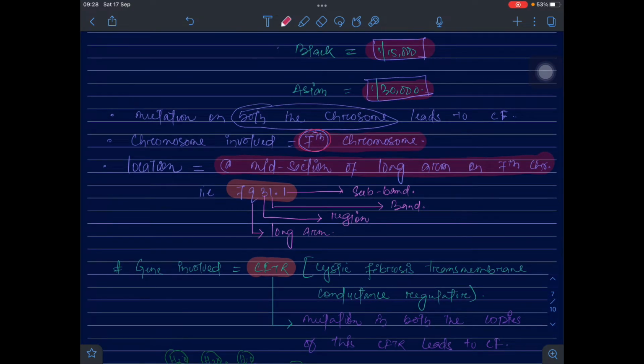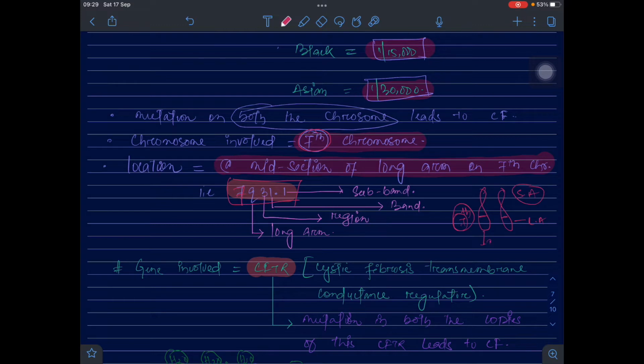Suppose these are the chromosomes, these are the long arms, and these are the short arms. In the long arm, in the midsection somewhere here, there will be a mutation on the 7th chromosome. See here it is written very clearly, 7q31.1, that means the 7th chromosome. Q means the long arm.